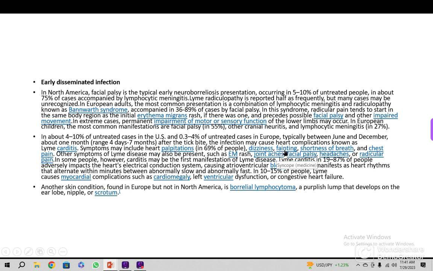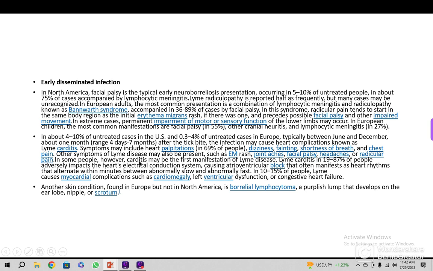Stokes-Adams attacks. These are Stokes-Adams attacks type of thing. Other symptoms of Lyme disease may also be present, such as the erythema migrans rash, joint aches, facial palsy, headaches, or radicular pain. In some people, however, carditis may be the first manifestation of Lyme disease. This is very important.